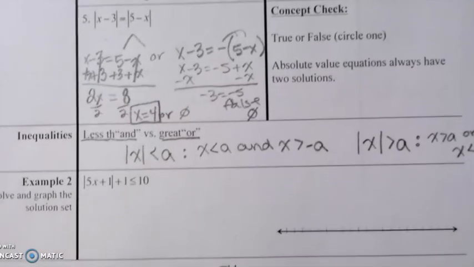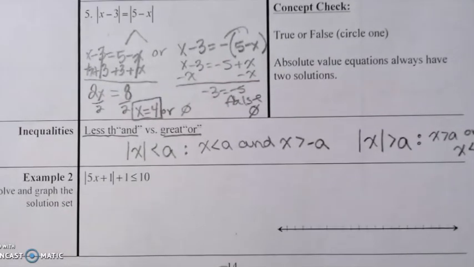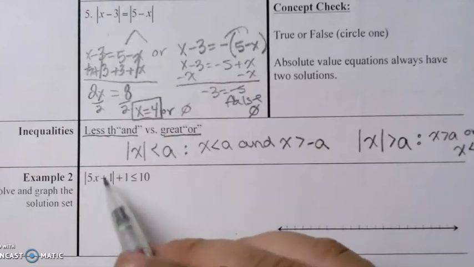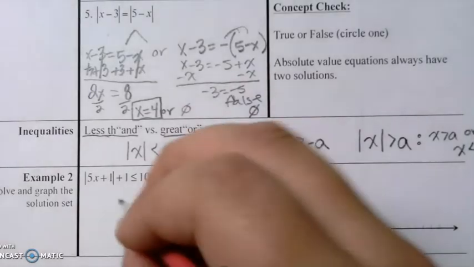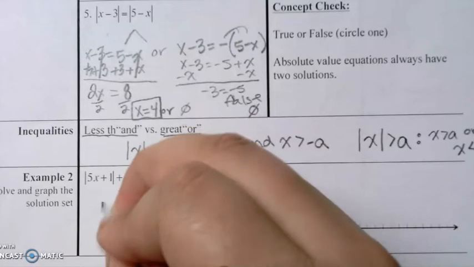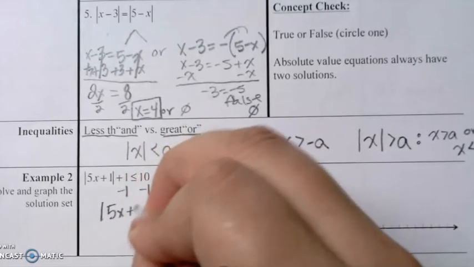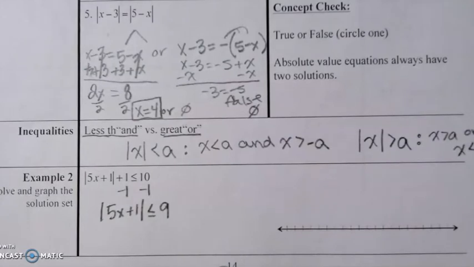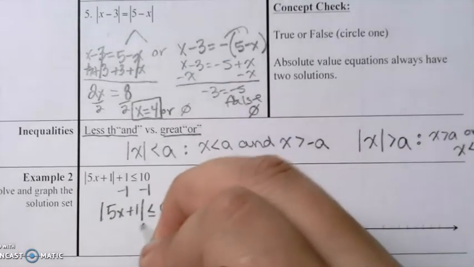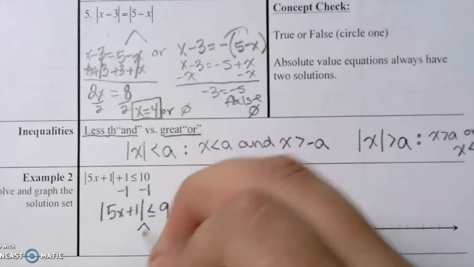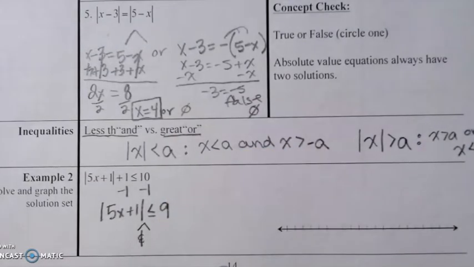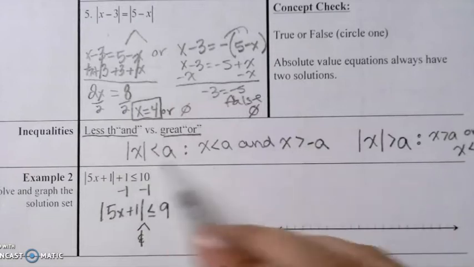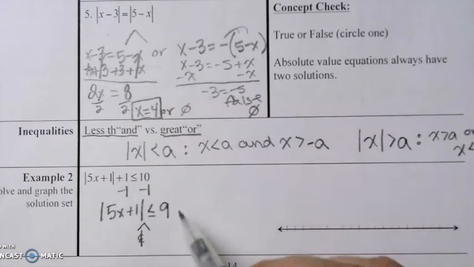In example 2, we want to solve and graph. We're going to solve, again, to isolate the absolute value, so minus 1 on both sides. Absolute value of 5x plus 1 is less than or equal to 9. And then we split into our two cases. Since it's a less than, I'm going to put an and symbol. Now you just put an or equal to on any of these if it has the or equal to in your symbol.